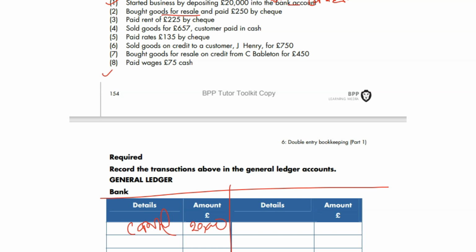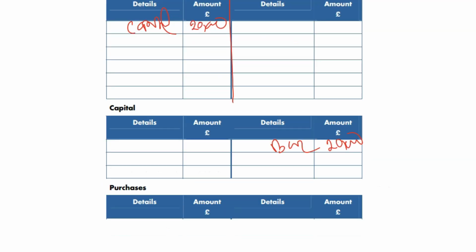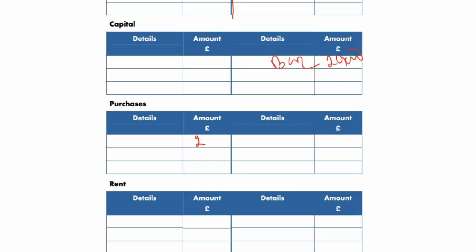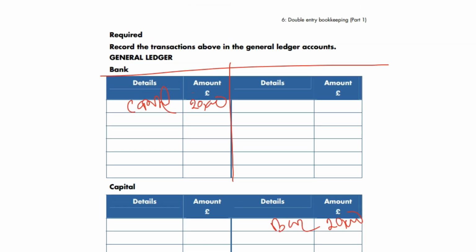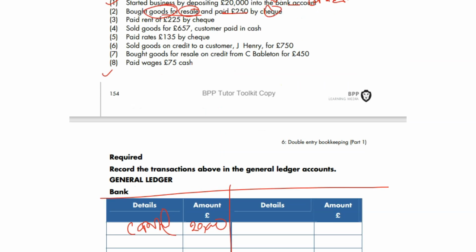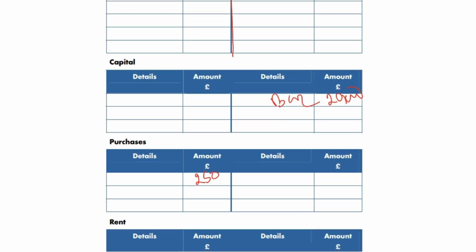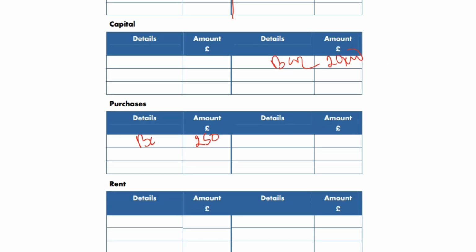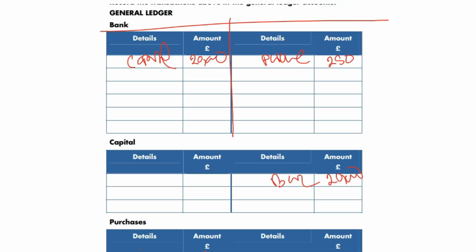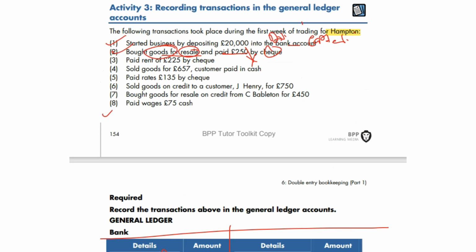Next one, bought goods for resale purposes, paying by check. Bought goods means purchase account, and purchases are debit, 250 debit. And you paid by check, you remember? You paid by check, bank going down. So bank credit, 250. What do you write in the detail? Opposite account's name, purchase. And the other one you write bank. Hope it makes sense.